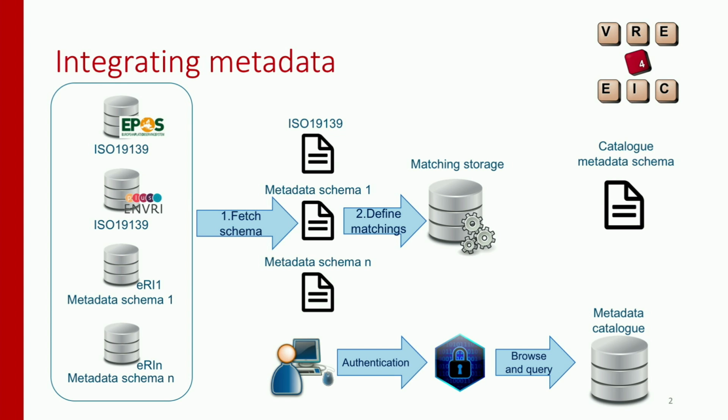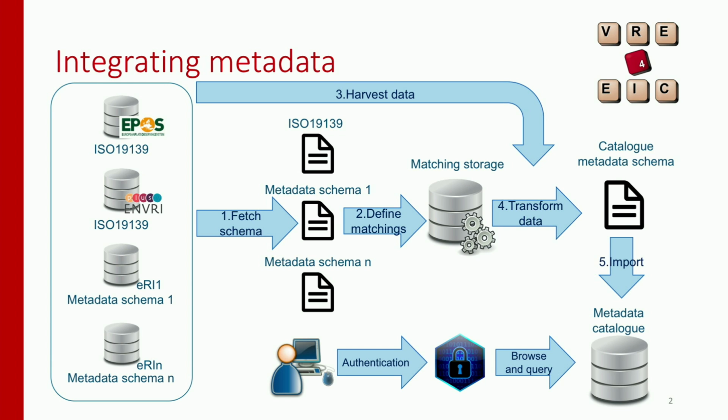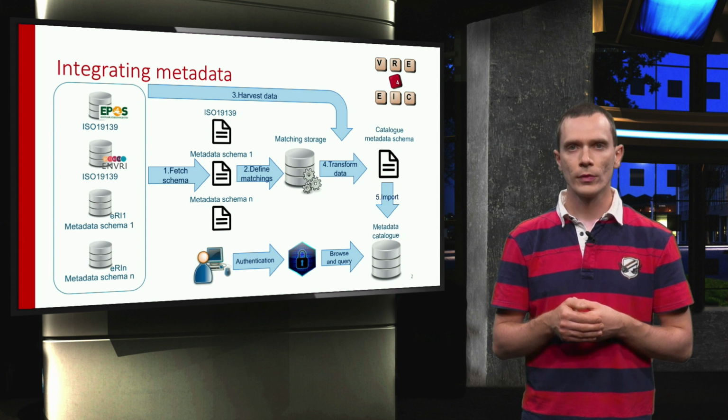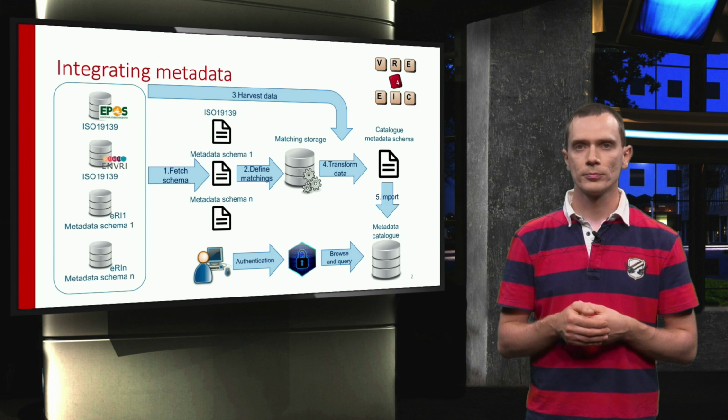This operation is called schema matching. The objective of this step is to make some connection from the entities and properties of the source format to entities and properties of the catalog format. Once the schema is matched, metadata is harvested from the providers and transformed to the target format using the corresponding matching. This step is called mapping. The mapped data are then imported within the catalog to be available for browsing and querying.